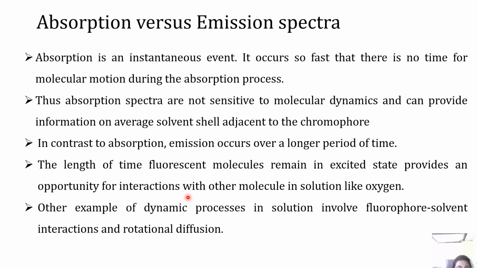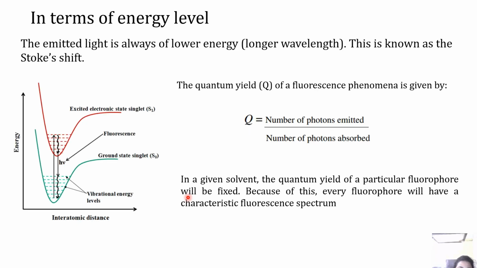In contrast to absorption, emission occurs over a longer period of time. So the length of time fluorescent molecules remain in an excited state provides an opportunity for interactions with other molecules in solution, like oxygen. Other examples of dynamic processes in solution involve fluorophore-solvent interactions and diffusion. Quantum yield is basically the number of photons emitted divided by the number of photons absorbed. In a given solvent, the quantum yield of a particular fluorophore will be fixed. Because of this, every fluorophore will have a characteristic fluorescence spectrum.